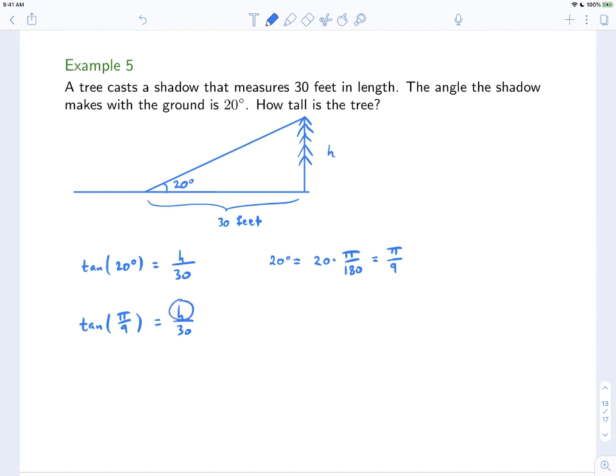Again, we want to solve for the unknown. In this case, it's in the numerator. So we just multiply both sides by 30, and we get that h is equal to 30 times tangent of pi over 9. And this is approximately equal to 10.9191. So in other words, how high is the tree? Well, it's just under 11 feet.